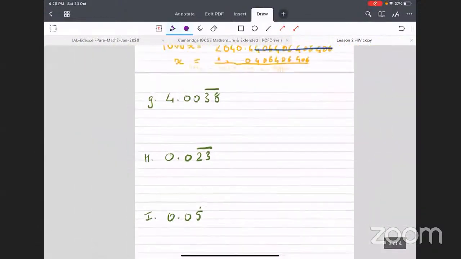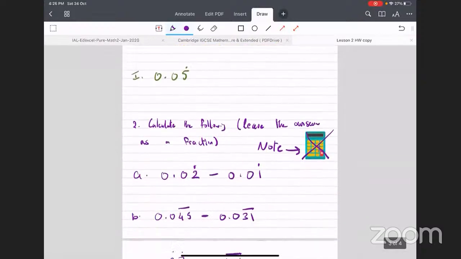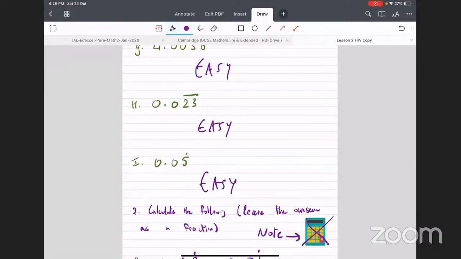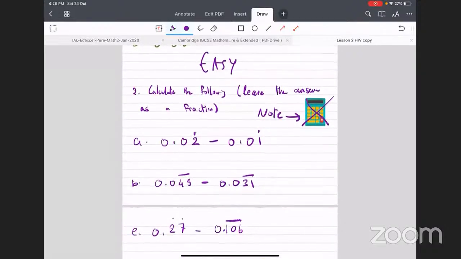So I think G and H and I are easy, right? Okay. So this is the tricky part. You're with me, guys? Okay. So calculate the following. Leave the answer as a fraction. So what would you do here?